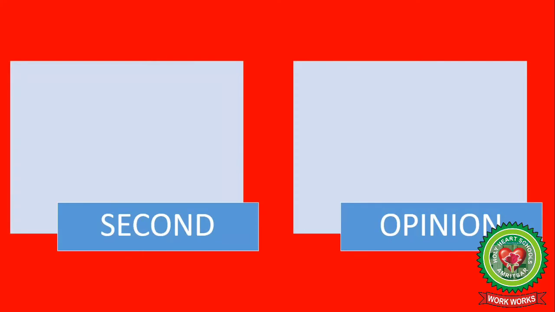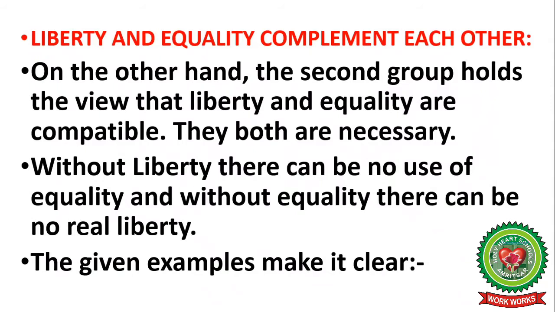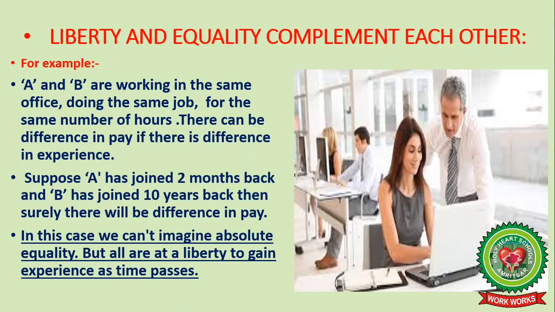Now, the second opinion is totally opposed to this, and the opinion is that liberty and equality complement each other. On the other hand, the second group holds the view that liberty and equality are compatible. They both are necessary. Without liberty, there can be no use of equality, and without equality, there can be no real liberty. The given examples make it clear. Now let's see the examples.